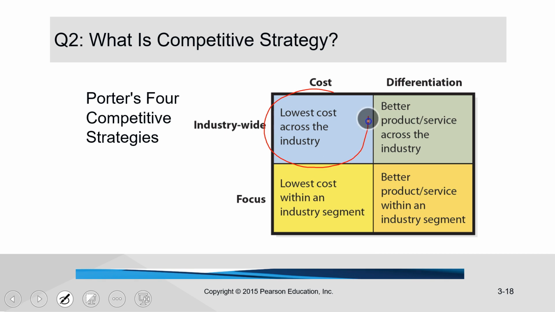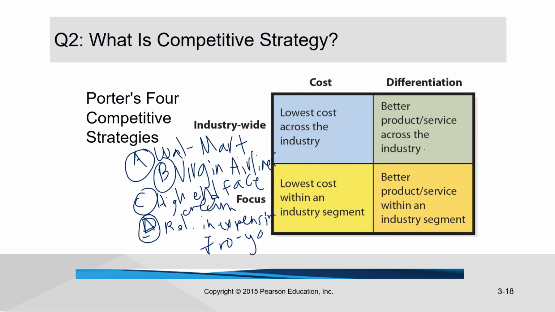A low-cost industry-wide strategy would be to provide the lowest cost across the industry. A differentiated industry-wide strategy would be to provide a better product or service across the industry. A low-cost focus strategy would be to provide the lowest cost within an industry segment, that is, for a narrow band of consumers. And a differentiated focus strategy would be to provide a better product or service catered to a particular segment of the industry, so a particular band of consumers.